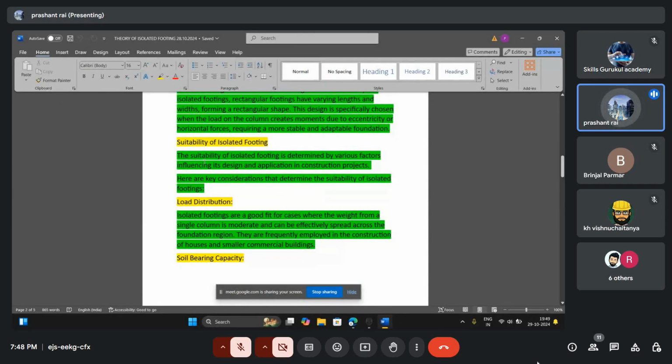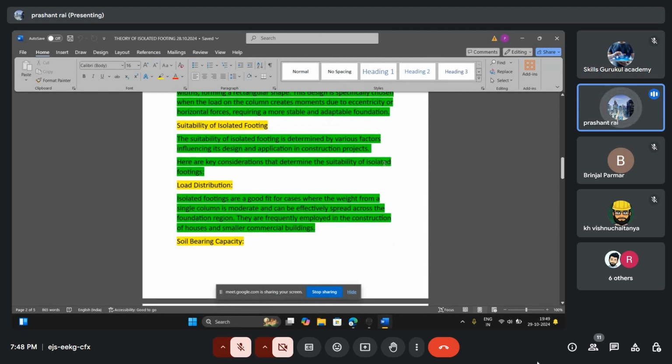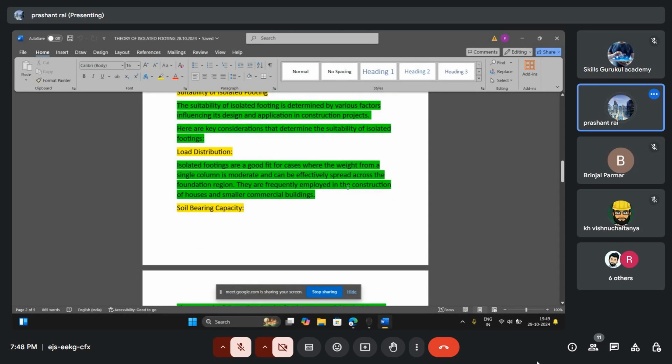Suitability of isolated footing. The suitability of isolated footing is determined by various factors influencing its design and application in a construction project. Here are the factors that determine the suitability of isolated footing. First is load distribution.